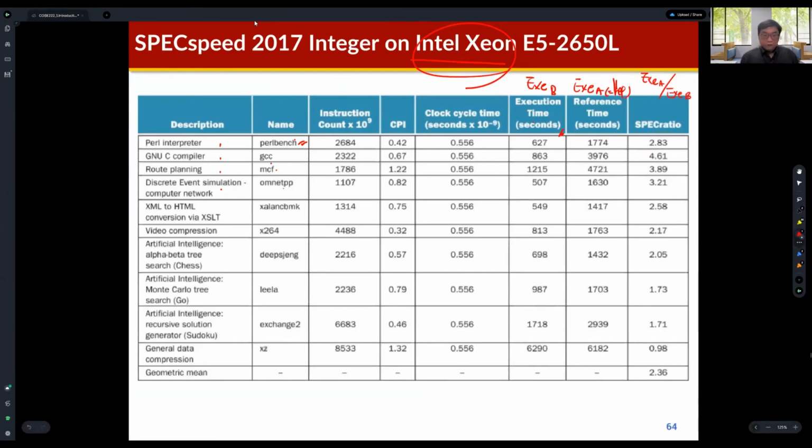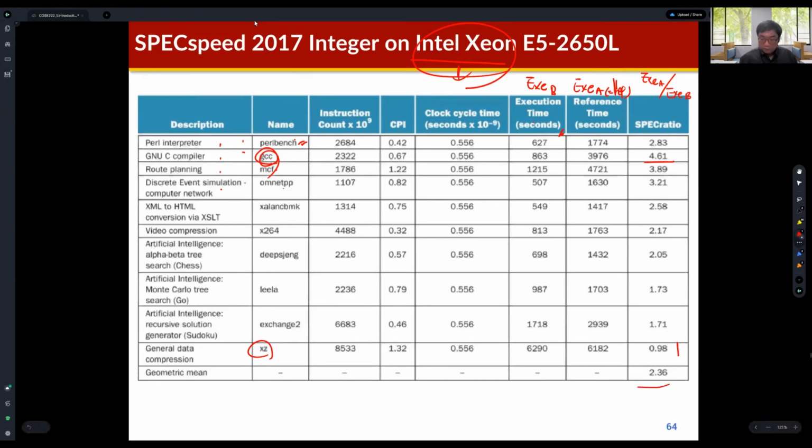As you can see, for different applications the SPEC ratio value is different. For a specific benchmark, the performance of this Intel Xeon is much higher compared to the reference machine or reference CPU. For example, for GCC, the performance of the Intel Xeon CPU is about 4.6 times faster than the reference CPU. For data compression, it is lower than the reference CPU.